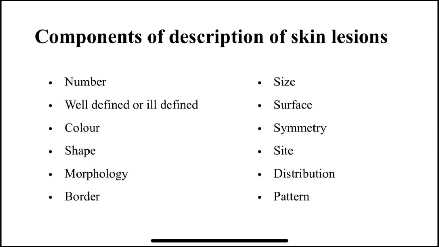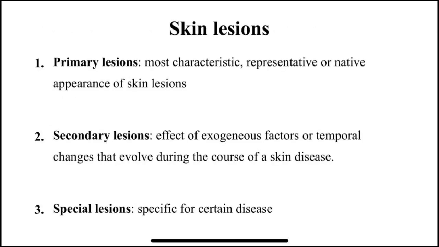On inspection, look for certain features which will describe a characteristic skin lesion. The components of description of skin lesions include number, whether it is well defined or ill defined, color of the lesion, shape, morphology, border, size, surface, symmetry, site, distribution, and pattern.